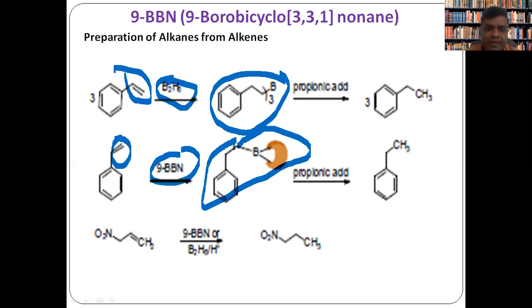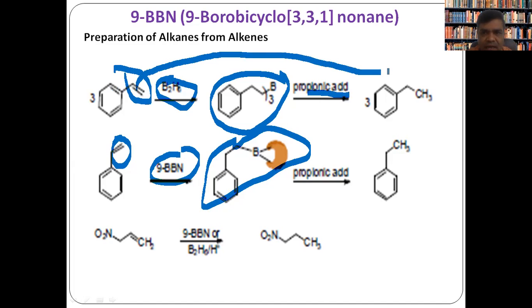Yes, and this is the well-known example: on treatment of this alkyl borane or trialkyl borane with propionic acid or acetic acid, we get an alkane. If you see the change between reactant and product, the change is only that alkene is converted to alkane. We have a carbon-carbon double bond, and we get a carbon-carbon single bond. It is nothing but just addition of hydride across the carbon-carbon double bond, and the alkene is converted to alkane.